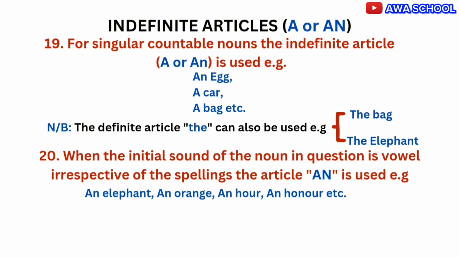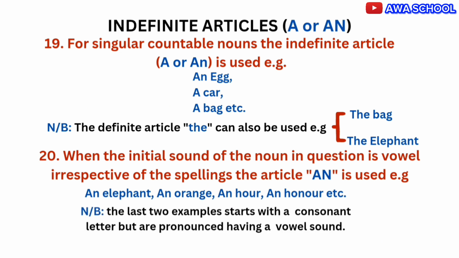Look at the last two examples carefully, that is hour and honor. They both start with a consonant letter H, so they should have been preceded by the letter A. But you can't do that as they start with a vowel sound. Is that clear? Good.